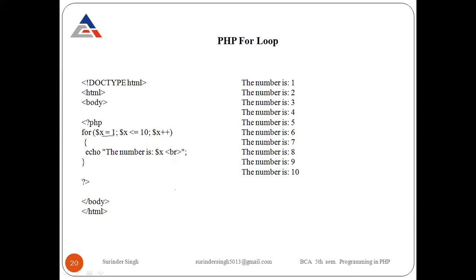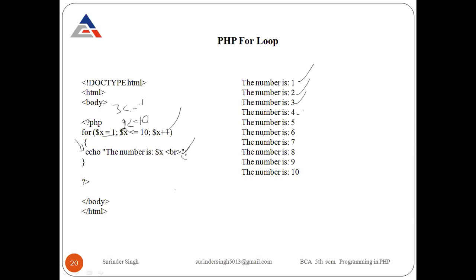First, x is assigned 1, and it will check if 1 is less than or equal to 10. The condition is true, so it enters the body of the loop and prints the value of x. After printing, it increments x by 1 and checks the condition again. Now x has the value 2, 2 is less than or equal to 10, the condition is true, so it again enters the for loop and prints this statement. Clear? After printing, it increments x to 3, and again checks if 3 is less than or equal to 10.